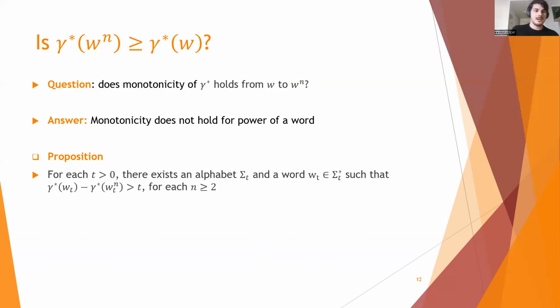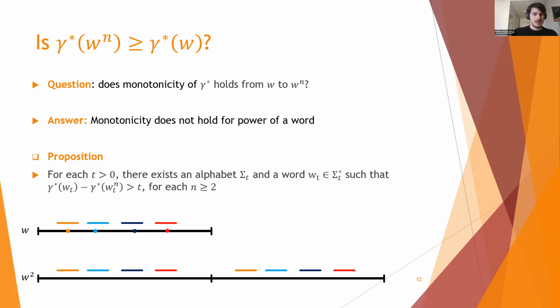Just to give you a hint on the proof, we considered a word w, and we built it in a way such that there are certain factors that occur exactly once in w. So we are forced to place a string attractor position in correspondence of each of these factors. However, when we consider a square or any other power, all these factors actually overlap in the concatenation.